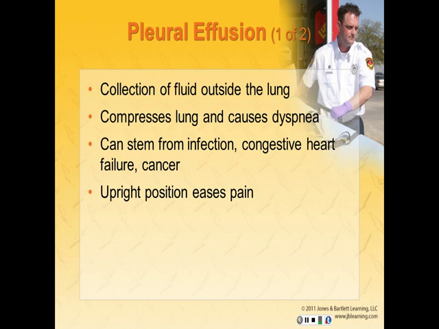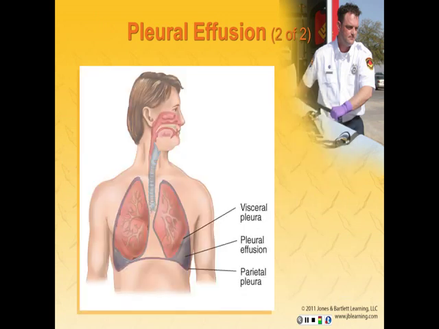Pleural effusion is a collection of fluid outside the lung. It then compresses the lung and causes dyspnea. It can stem from an infection, congestive heart failure, or cancer. And patients feel better if they are sitting upright. You can see in this picture pleural effusion in both sides of the lung. It's the grayer area here. Found here and here.